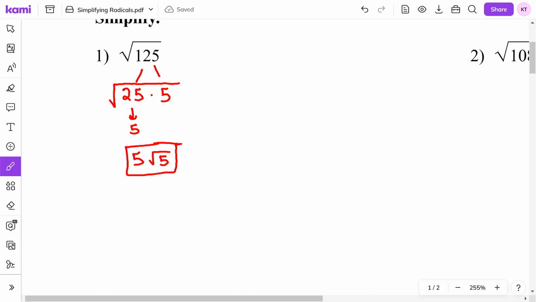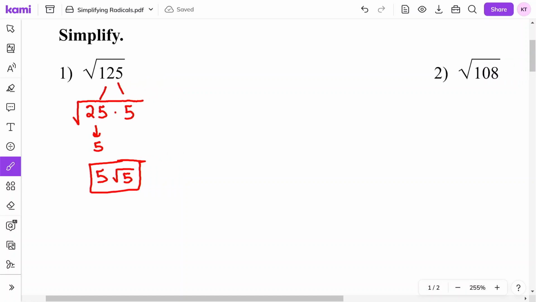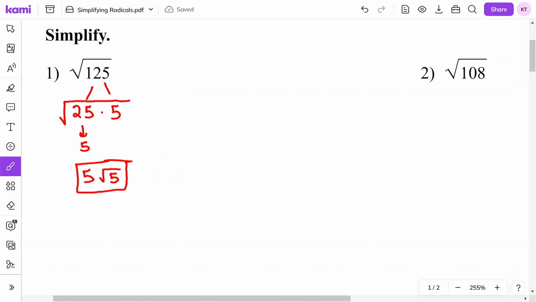Now, again, I can also do this using the factor tree method. So I'm just going to rewrite the same thing on the side here. The square root of 125. 125, that breaks down to, again, 5 and 25. I'm just dividing 125 by 5 because I know that's divisible by that. And then 25 breaks down to 5 and 5 as well.